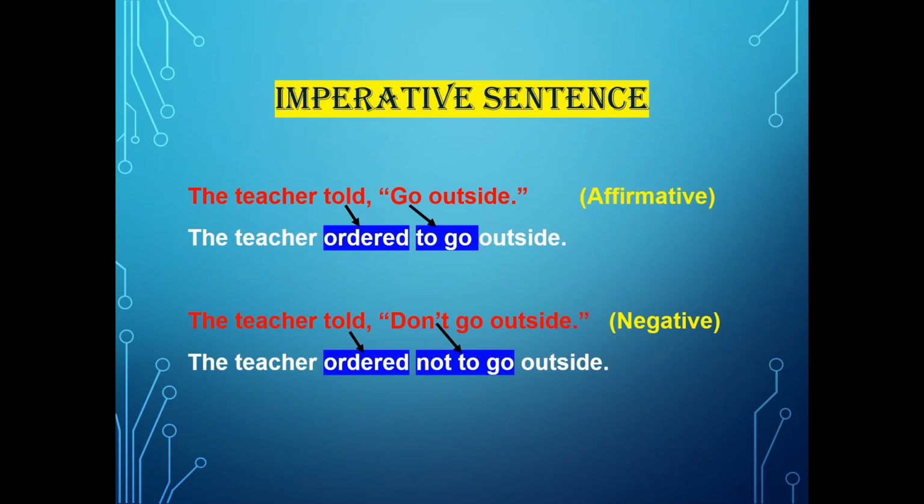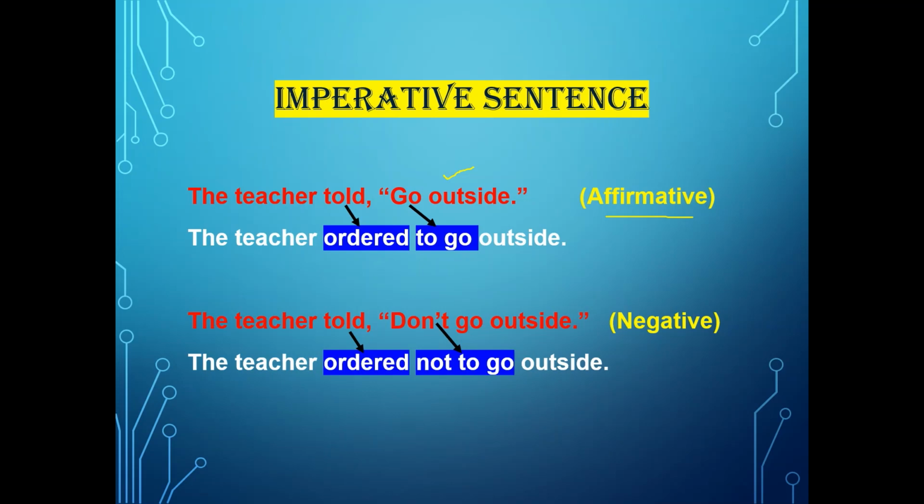Next is imperative sentence in affirmative and negative. Affirmative means positive sentence and negative is negative sentence. The teacher told, "Go outside." So it's an affirmative sentence because there is no use of no or not. The teacher ordered to go outside.